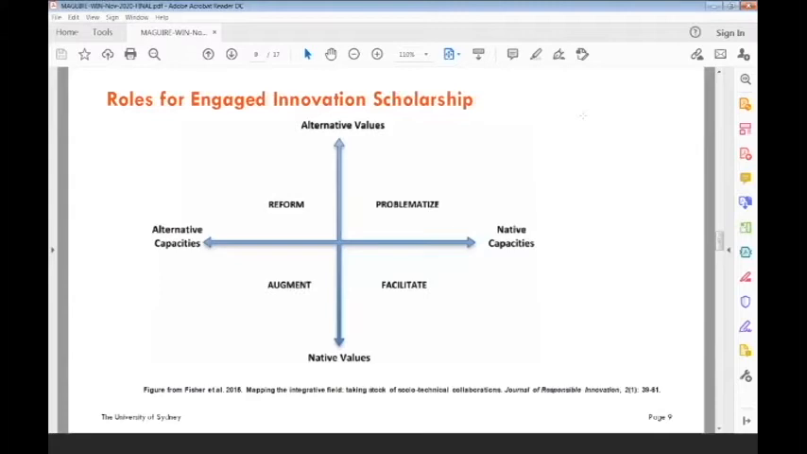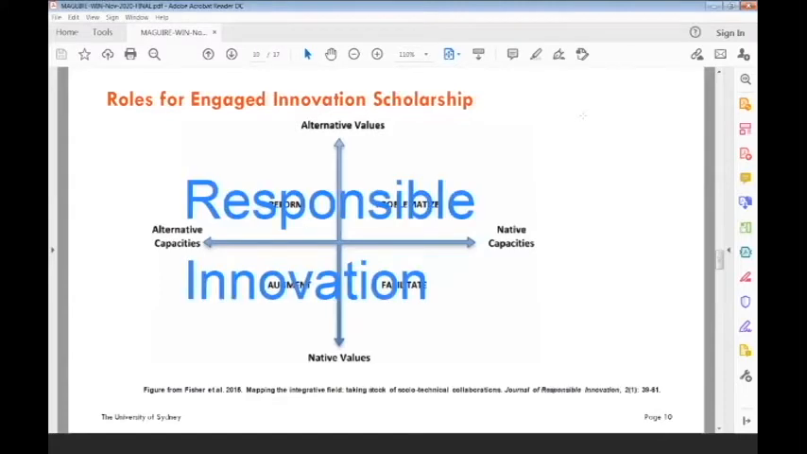And then finally, reform. These are interventions such as engaging stakeholders or design thinking workshops that bring in not just users, but all stakeholders who may be impacted by the new technology. Now, responsible innovation can be augmented in any of the four quadrants.